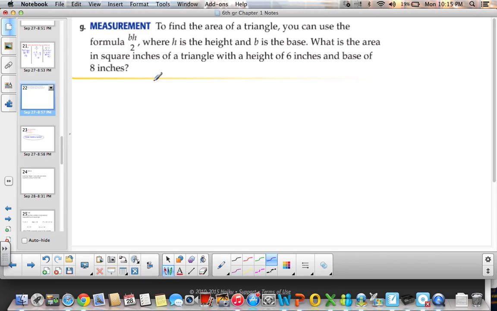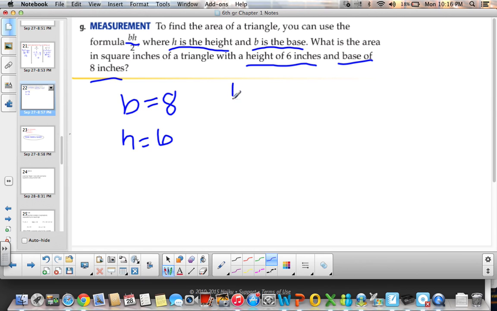To find the area of a triangle, you can use the formula bh over 2, where h is the height and b is the base. What is the area in square inches of a triangle with a height of 6 inches and a base of 8 inches? So it tells us h is the height and b is the base. Okay, we're told a height of 6 inches and then a base of 8 inches. So what we're going to do is plug in. So let's rewrite. So we were told that the base is 8 and the height is 6.